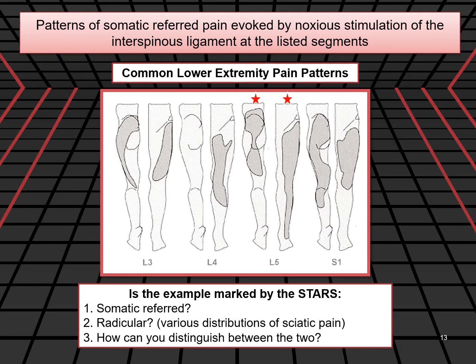And you can see it might be confusing, especially the L5. I mean, that looks like a fairly common radicular pattern that would be coming from a nerve root. So how do we distinguish between the two?